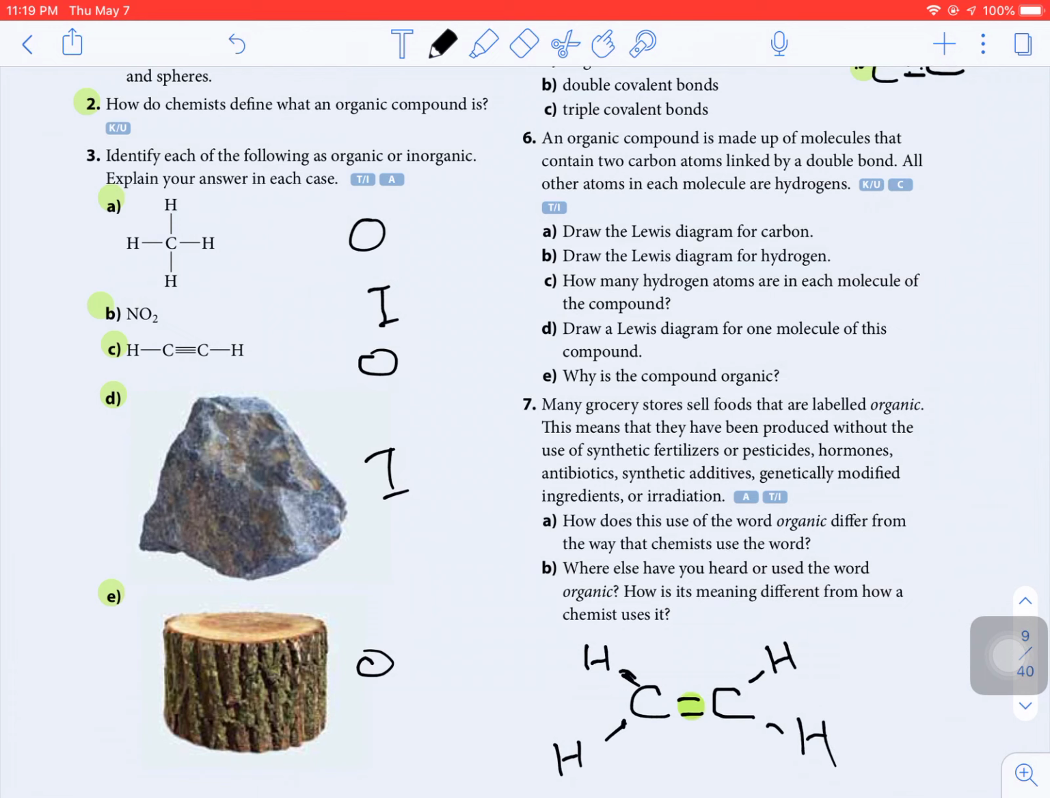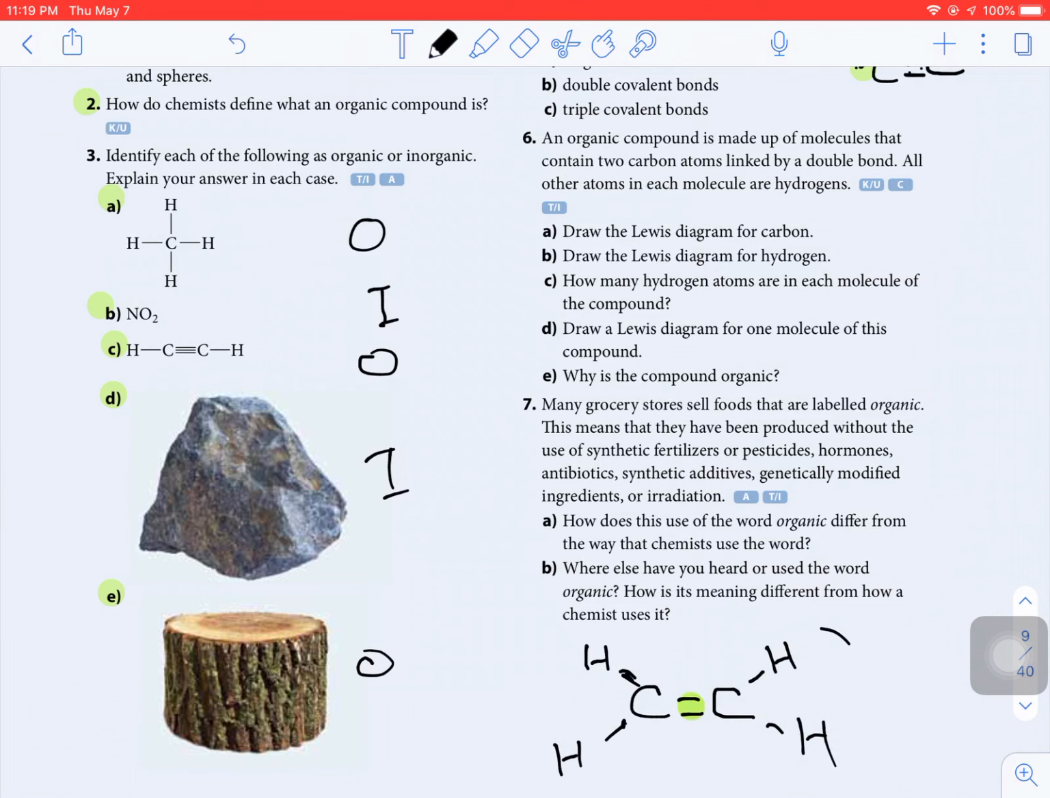And then question 7 says, many grocery stores sell foods that are labeled organic. Does that mean they've been produced without synthetic fertilizers, pesticides, hormones, antibiotics, synthetic additives, genetically modified ingredients, or irradiation? How does this word differ from what chemists use? They're 2 totally different things, right?